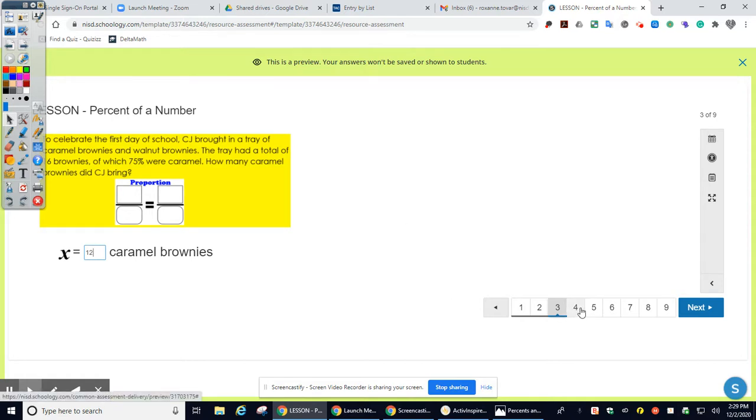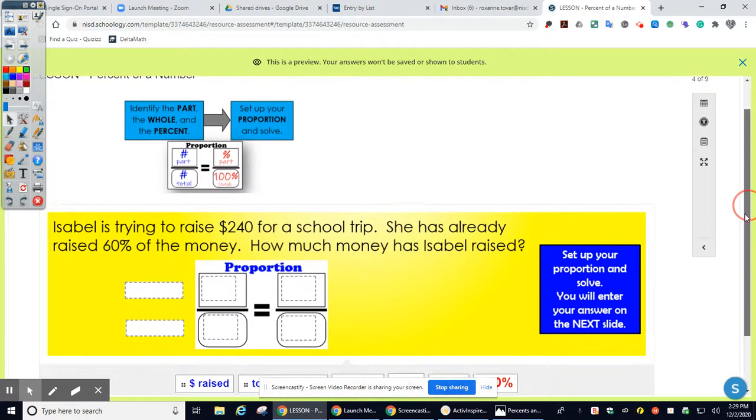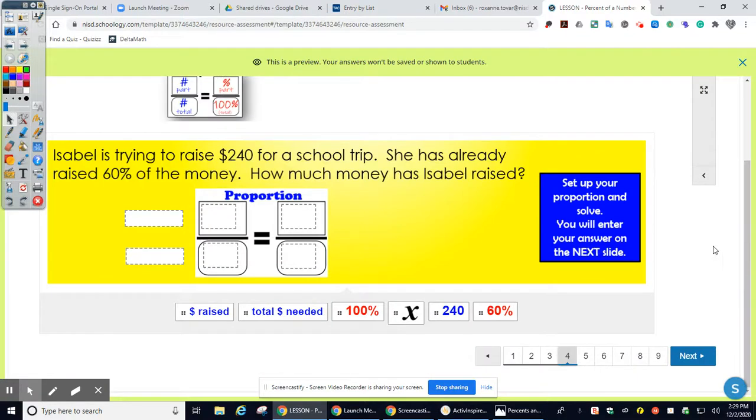All right, let's do one more. Since the first one we used scale factor, the second one we'll do cross multiply and divide to show you that there's more than one way to solve it. All right, so here it says Isabel is trying to raise $240 for a school trip. She has already raised 60% of the money. How much has Isabel raised?